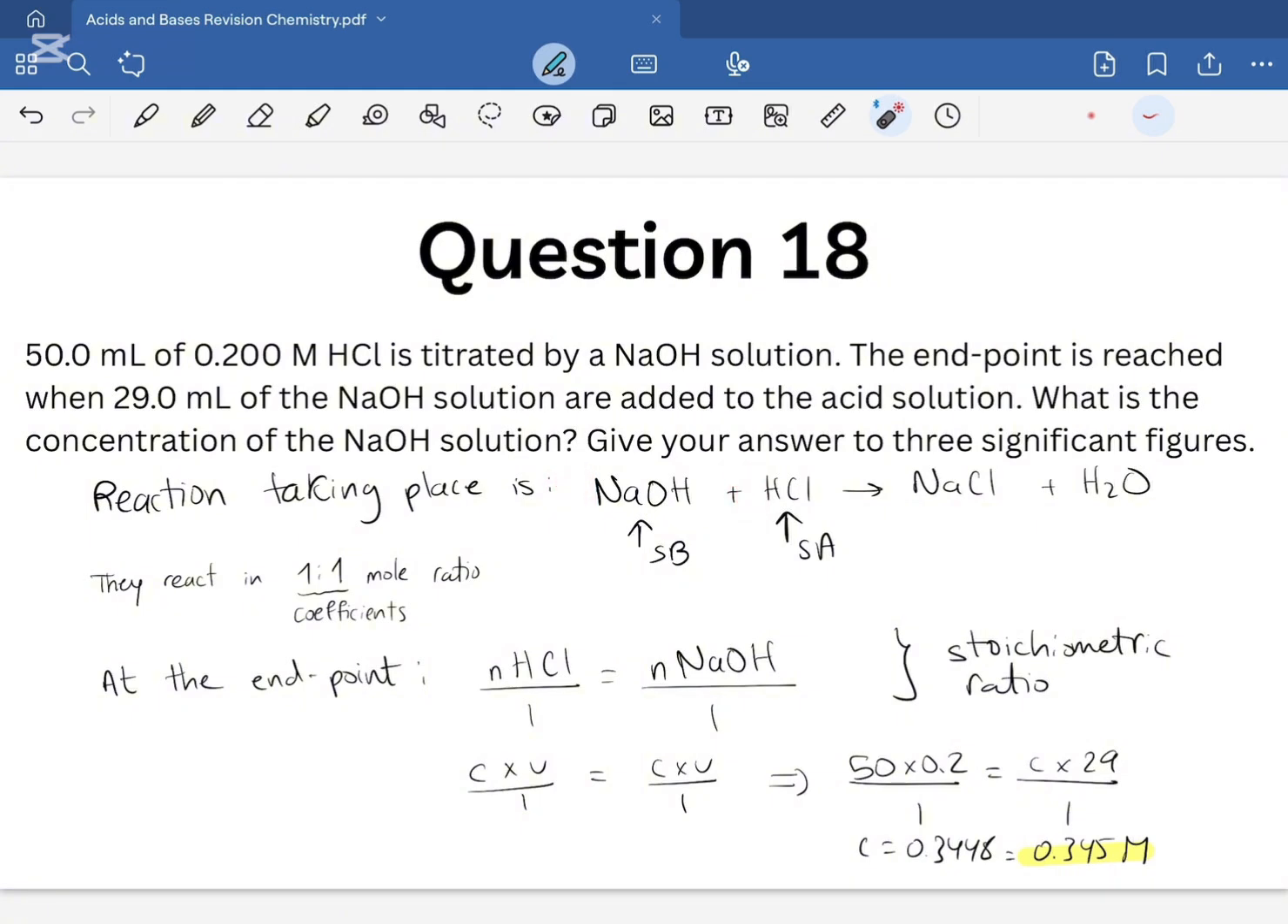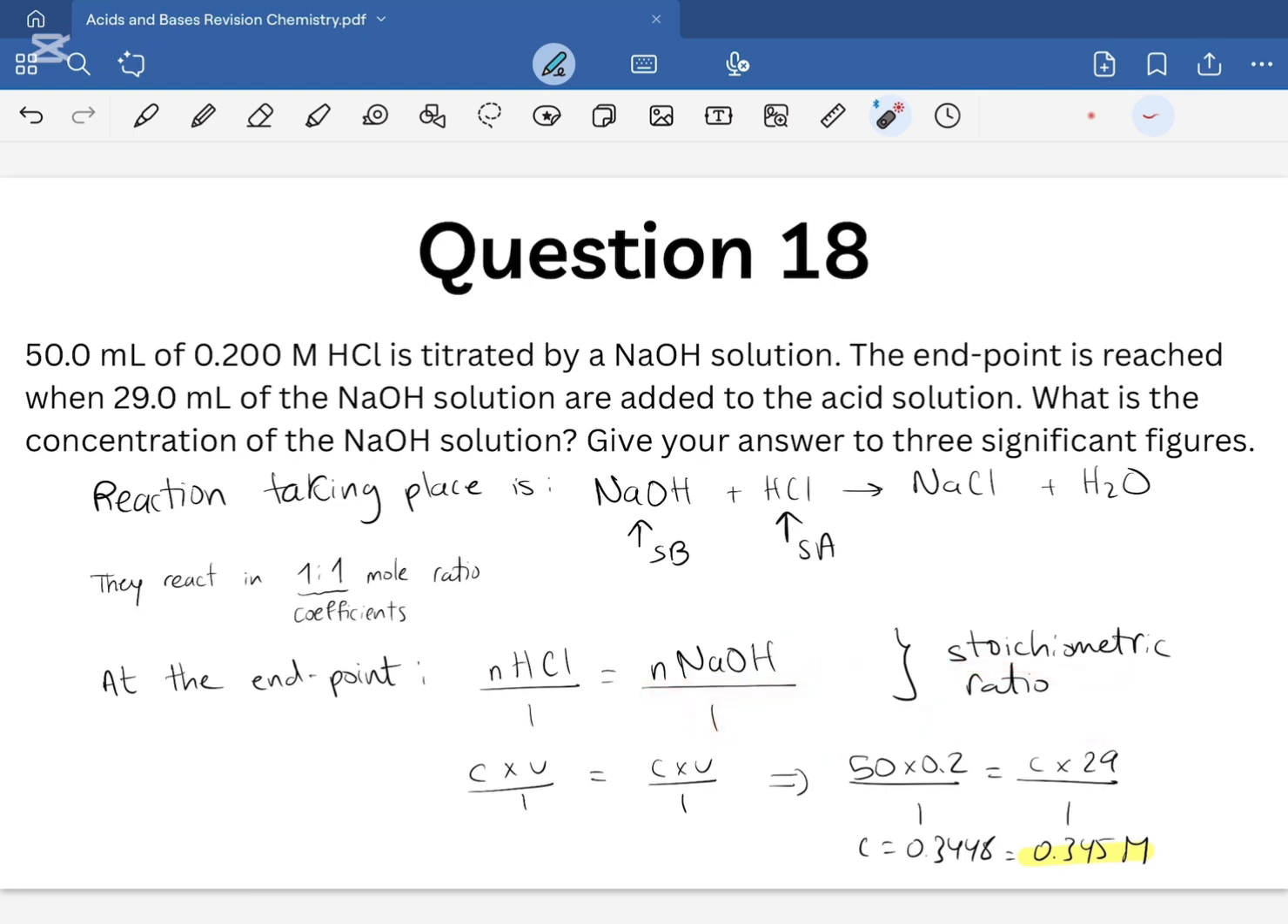Now we need to know that at the end point, the number of moles of HCl divided by 1, as we're using the stoichiometric ratio, which is 1 over here and 1 over here, so the number of moles of HCl divided by 1 will be equal to the number of moles of NaOH divided by 1. This we refer to as the stoichiometric ratio.